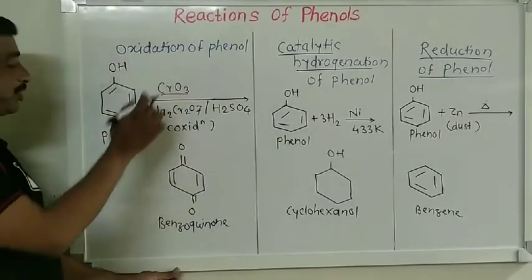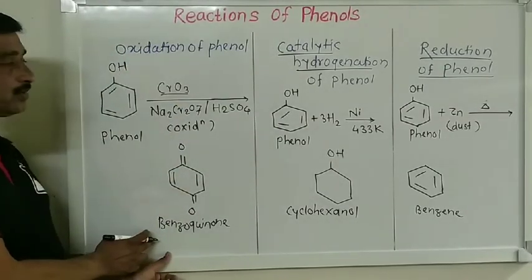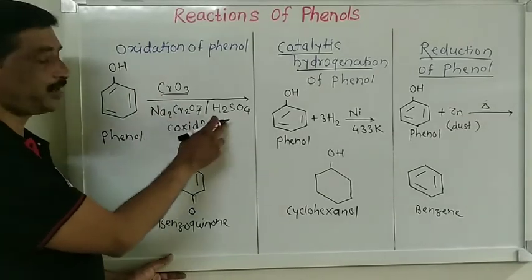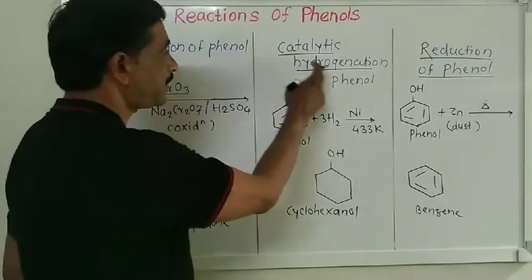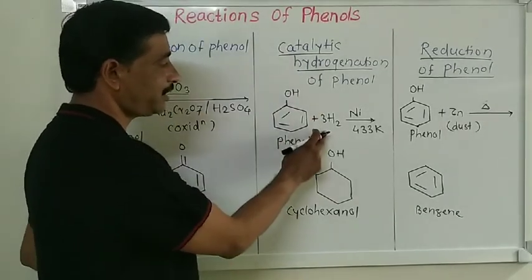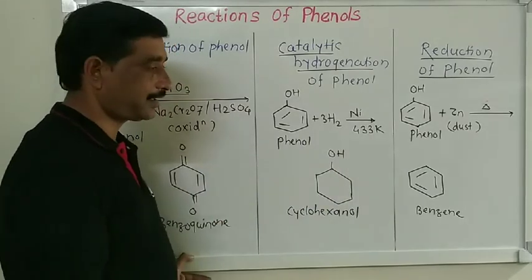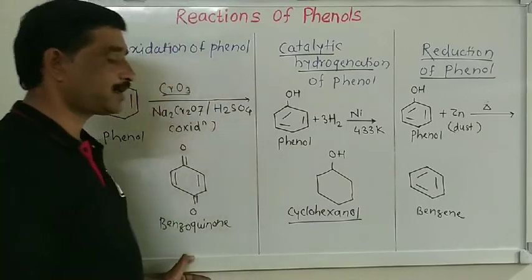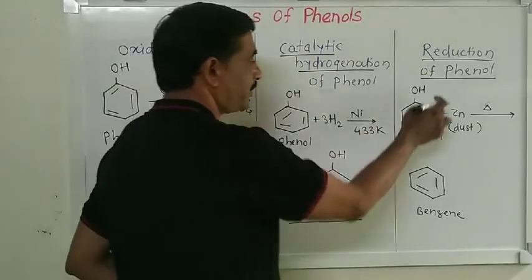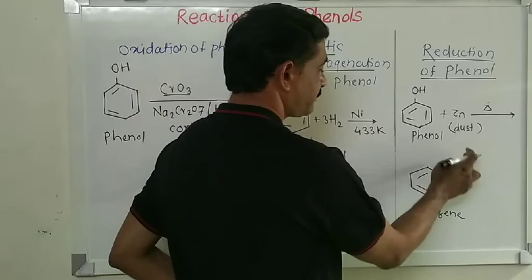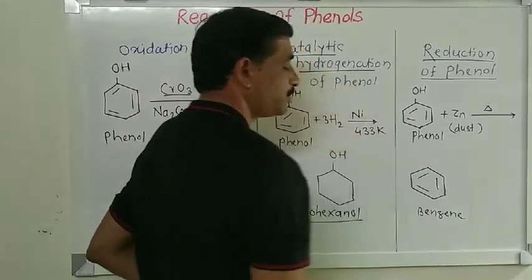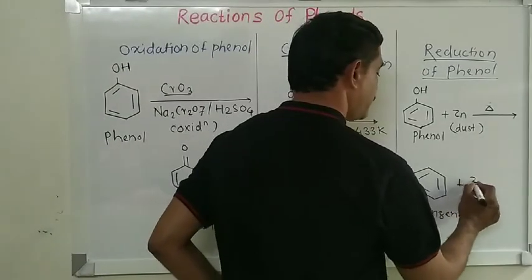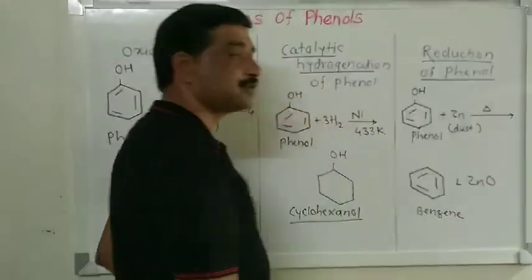So in oxidation of phenol, phenol is converted into benzoquinone when it is treated with chromium anhydride or mixture of sodium dichromate and sulfuric acid. In catalytic hydrogenation, phenol is reacted with hydrogen gas in presence of nickel catalyst at 433 Kelvin. We get the product as cyclohexanol. And last one, when phenol is reacted with zinc dust, after heating it is converted into benzene. This reaction is known as reduction of phenol. Here we get the byproduct as zinc oxide.